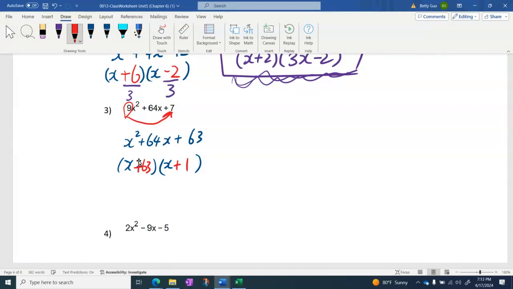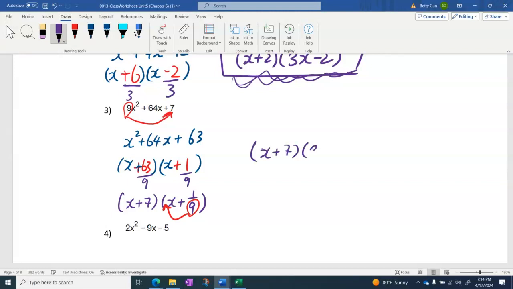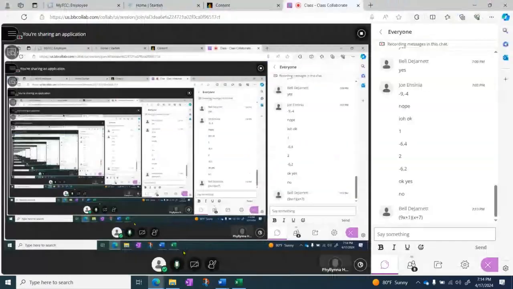63 and 1, and then we divide by the original leading coefficient, which is 9, and we simplify, and we slide back, and we have x plus 7 times 9x plus 1, or 9x plus 1 times x plus 7, it doesn't matter the order: 9x plus 1, x plus 7.